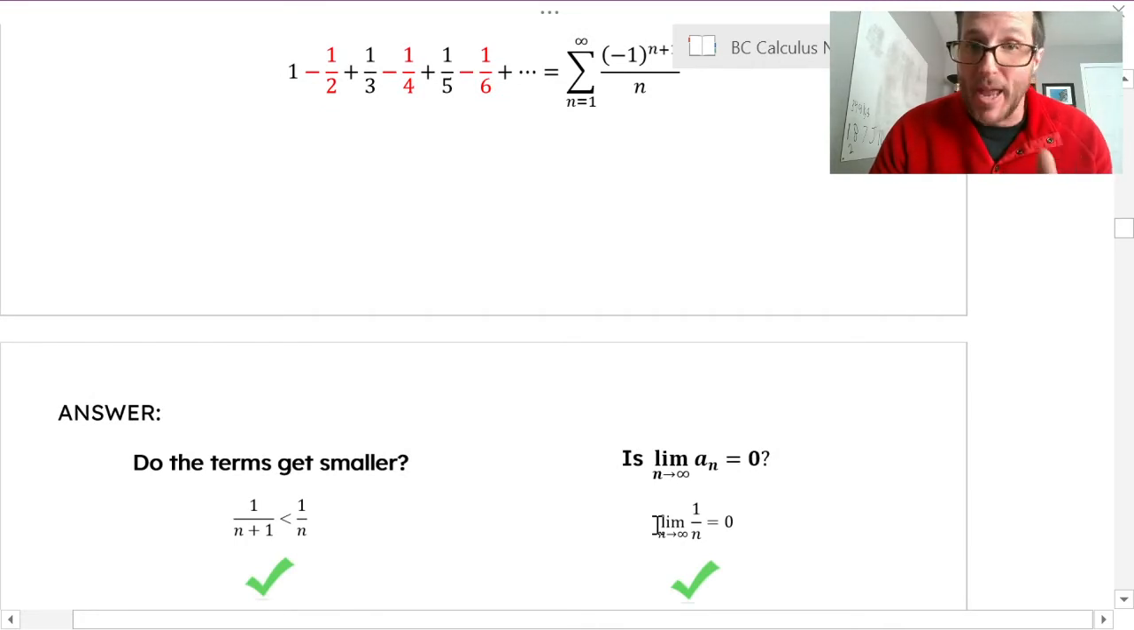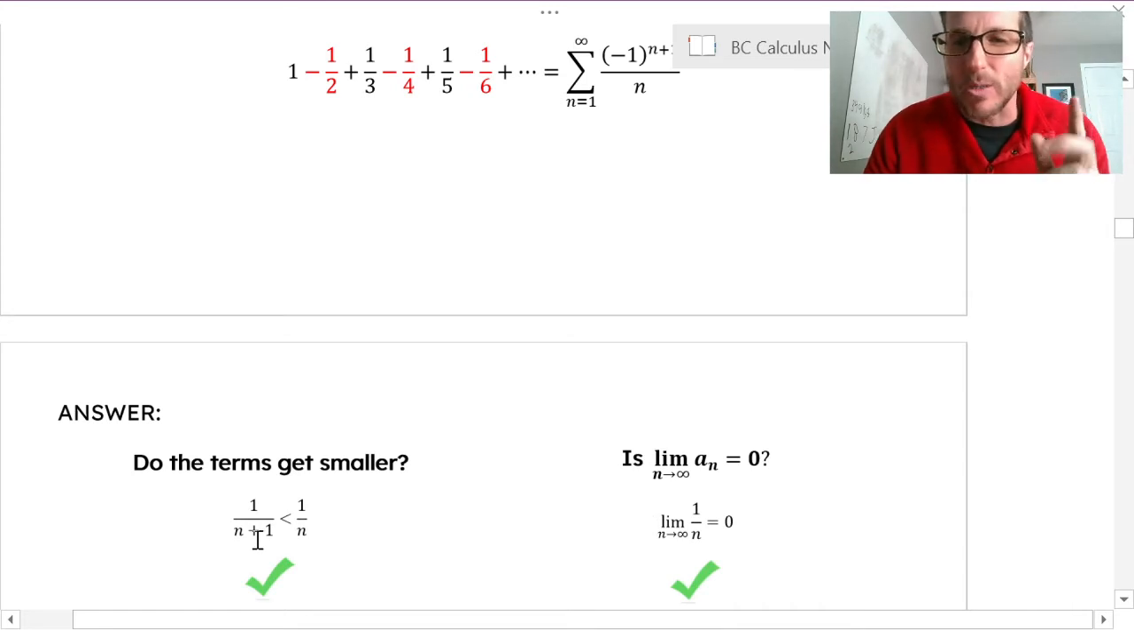Now 1 over n, one way to show it would be to say the n plus 1th term, which is 1 over n plus 1, is it smaller than 1 over n, than the nth term? Now generically that's how we would show that it's getting smaller, but I think you can reason out that a half and a third and a fourth and a fifth, those are getting smaller. So cha-ching! That first criteria is met.